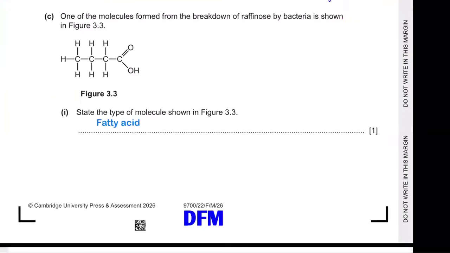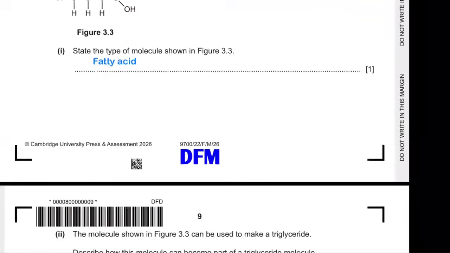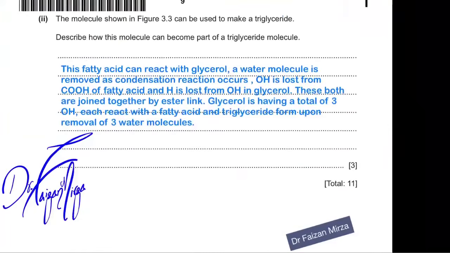One molecule is formed by breakdown of raffinose, as mentioned to you, and which is this? This is a fatty acid. We know it's a fatty acid because it has a carboxylic end, and there's a tail of three carbons there. The molecule shown in figure 3.3 can be used to make a triglyceride. Describe how this molecule becomes part of a triglyceride molecule.